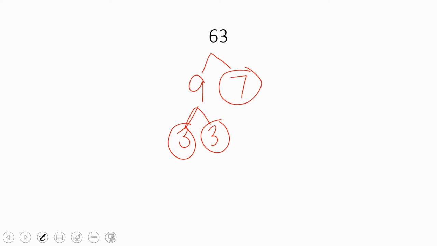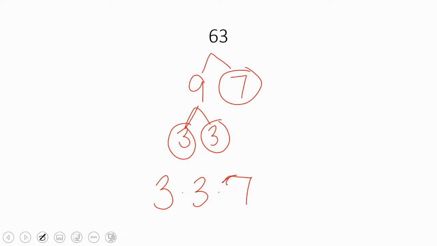So 63. I would notice 63 is a multiple of 9. We can do 9 times 7. 7 is prime. 9 can be broken up into 3 times 3. Both are prime. So we're done. So your prime factorization is 3 times 3 times 7.